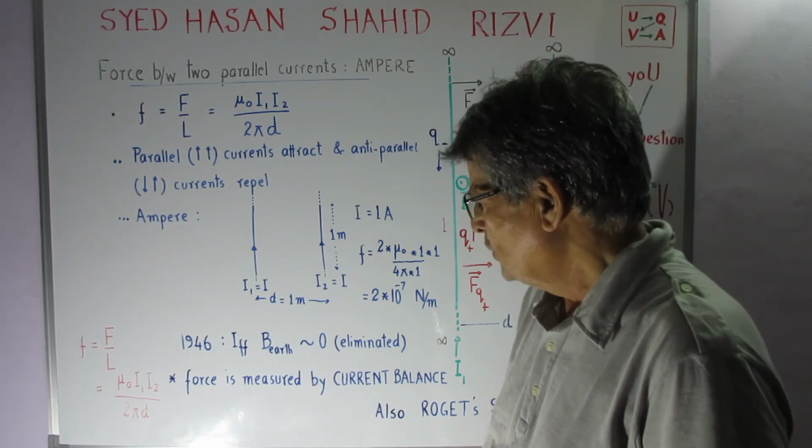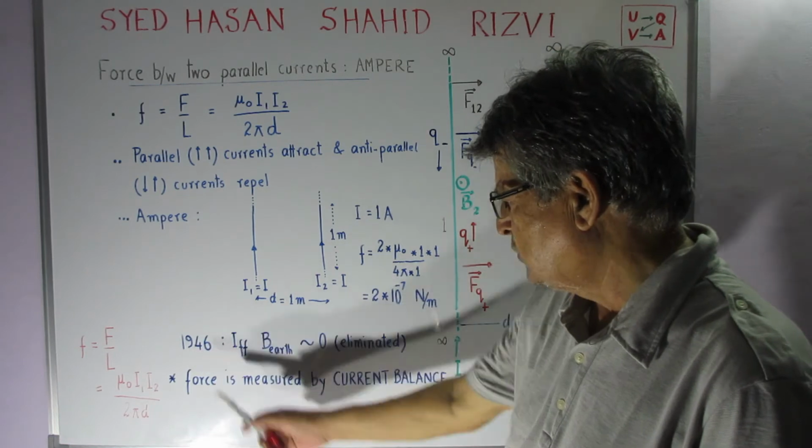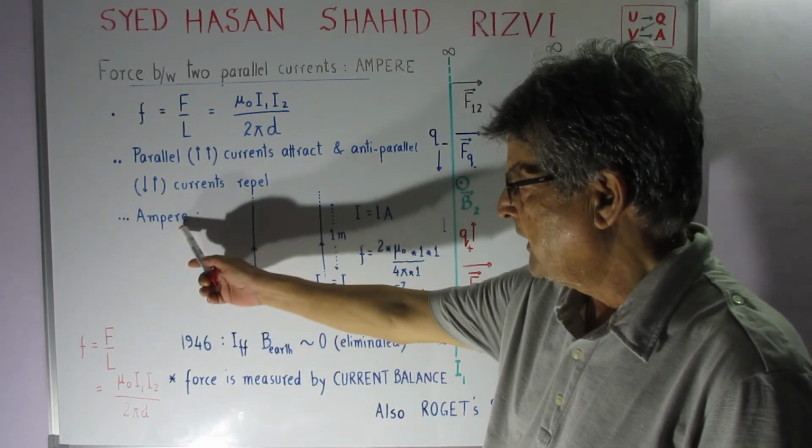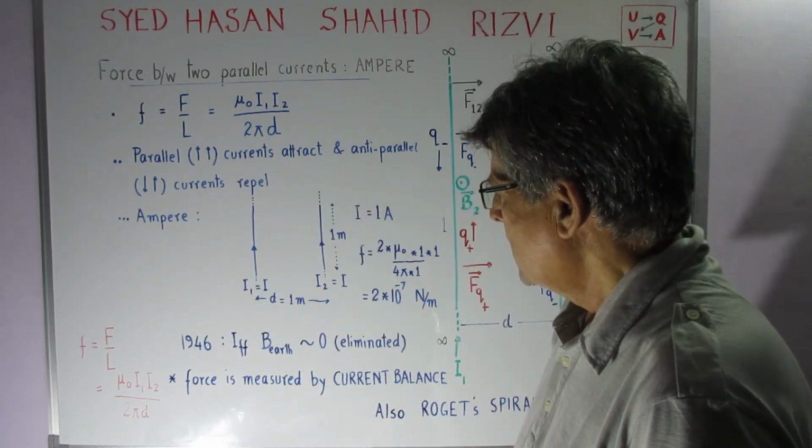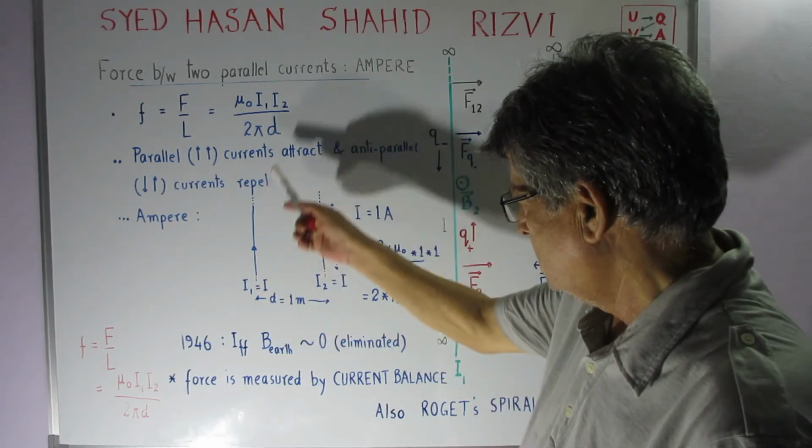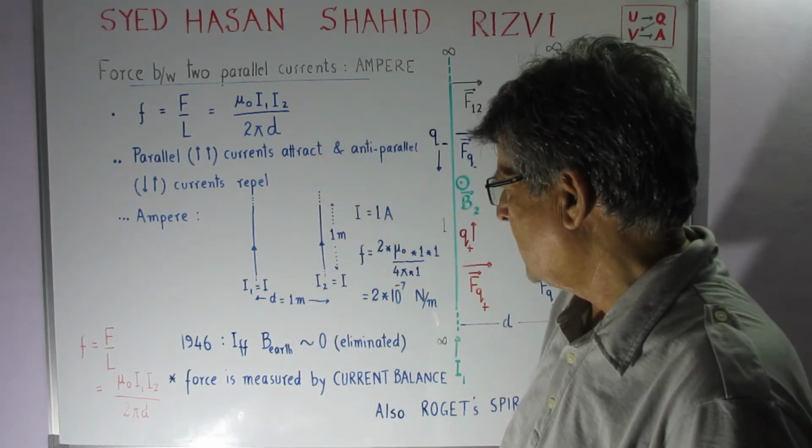So the people put their heads together and they defined ampere, wherein they took two currents in the same direction.